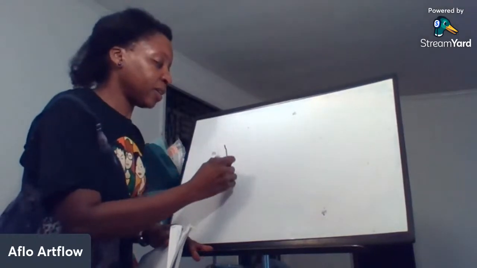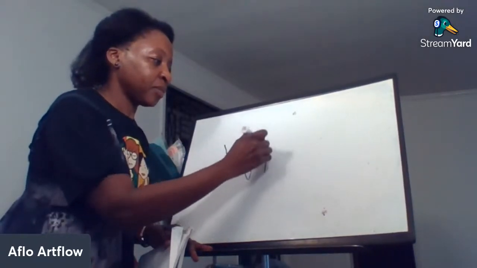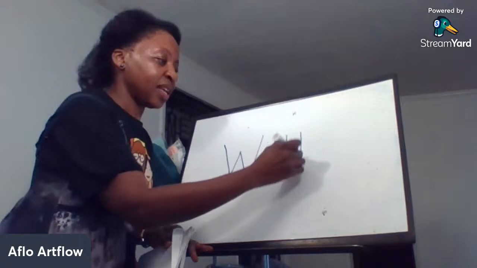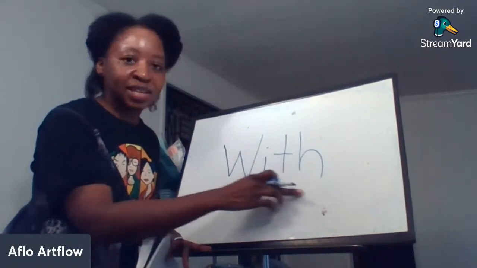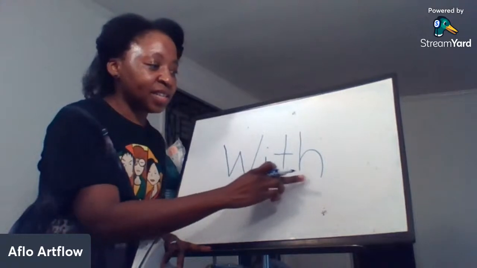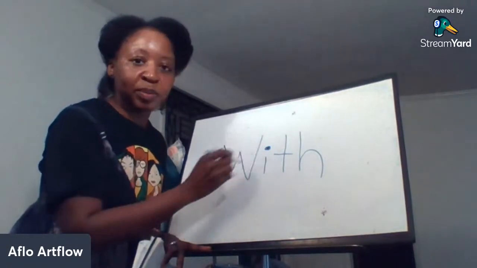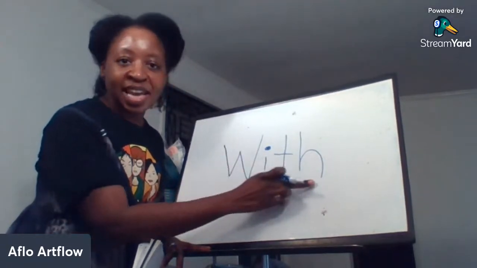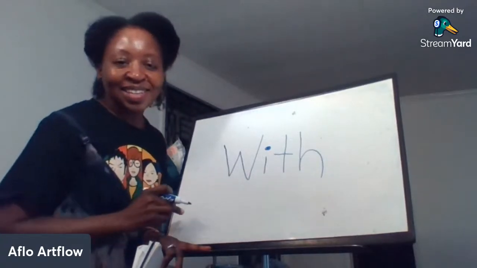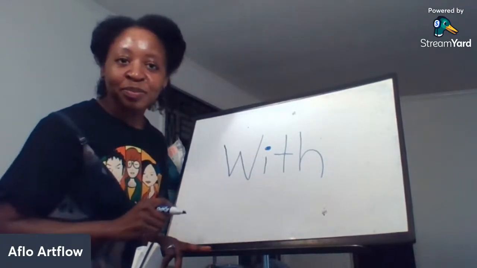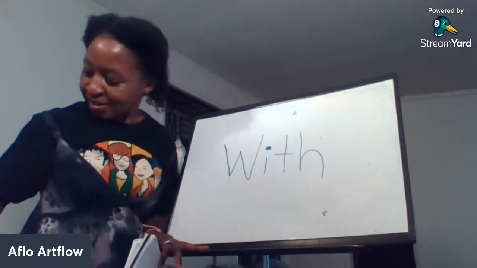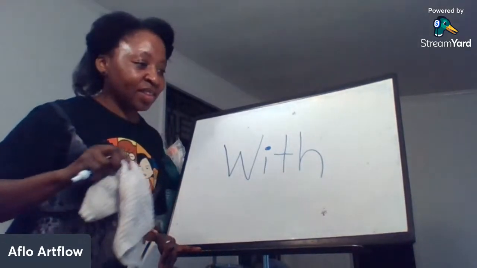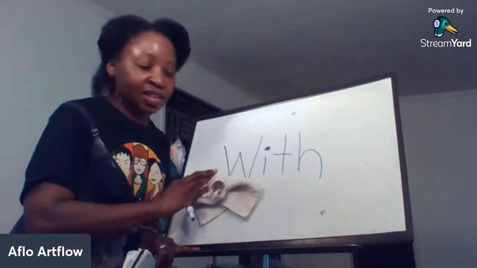The next word, and I think I already gave you this word. The next word is with. W-I-T-H, with. I'm going to make this little dot a little bit bigger. W-I-T-H, with. I am with you. The child is with his mother. Okay? W-I-T-H, with.